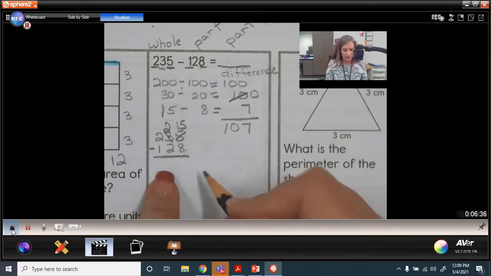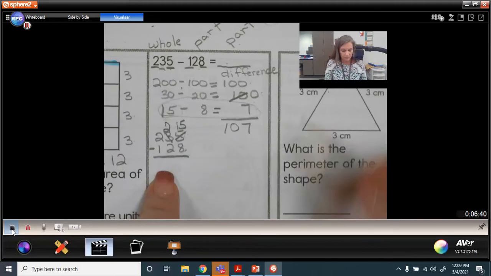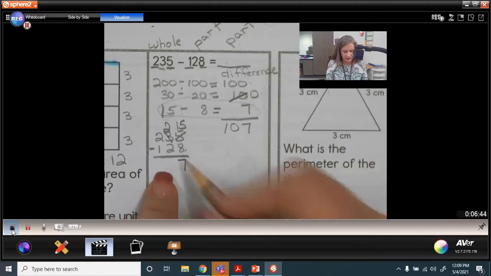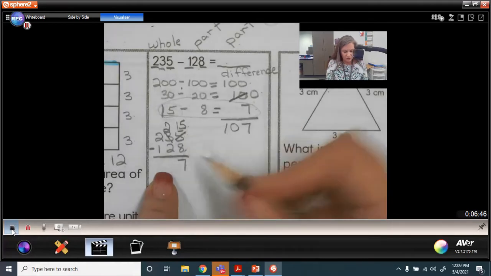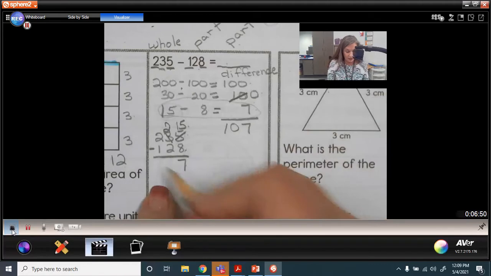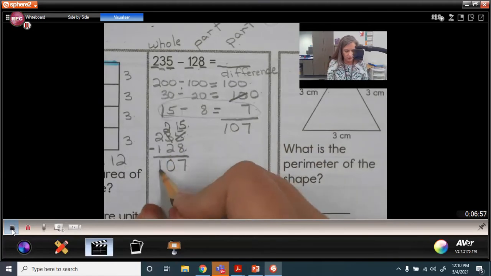Now I can subtract, just like I did here in my ones, because I had to borrow from there. So I have 7 left because 8 plus 7 is 15. 20 minus 20, so I don't have any 10s left when I subtract 20 minus 20. And 200 minus 100 is 100.